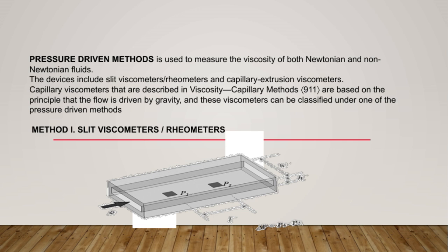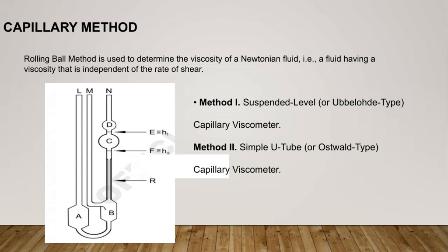Overall, pressure-driven methods, including these devices, are crucial in many industrial and research applications because they offer reliable, straightforward ways to measure viscosity across a wide range of fluids and conditions. Now, let's look at the two main types of capillary viscometers.